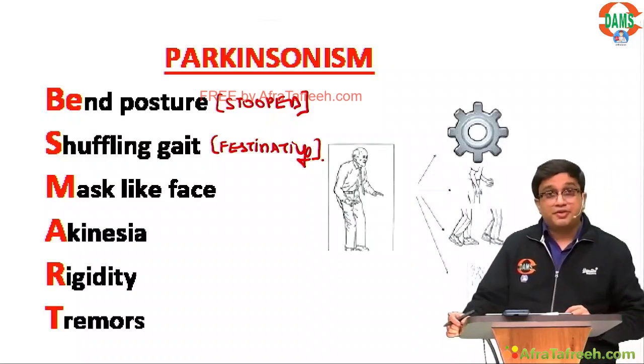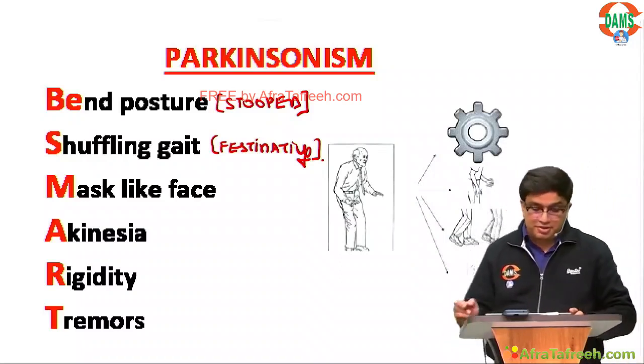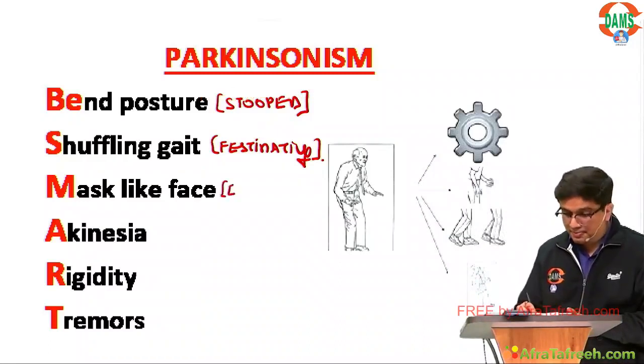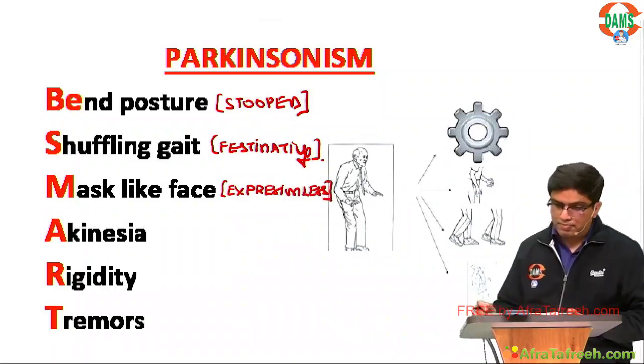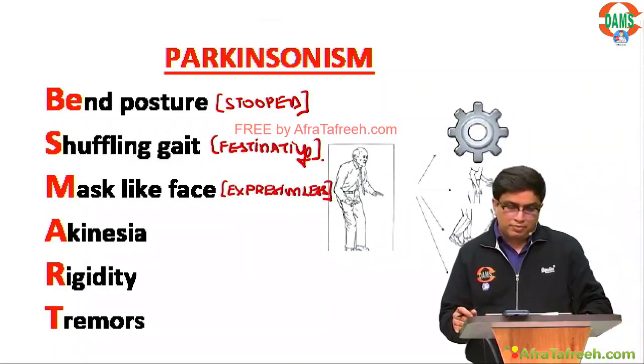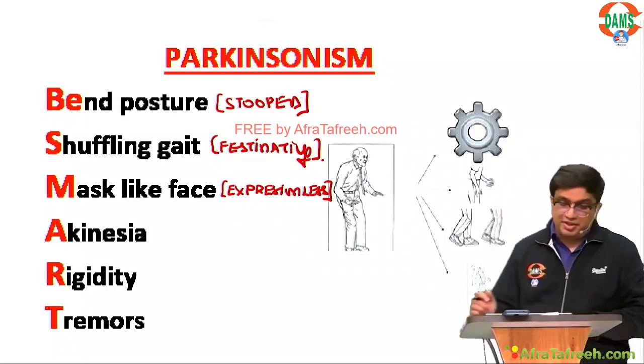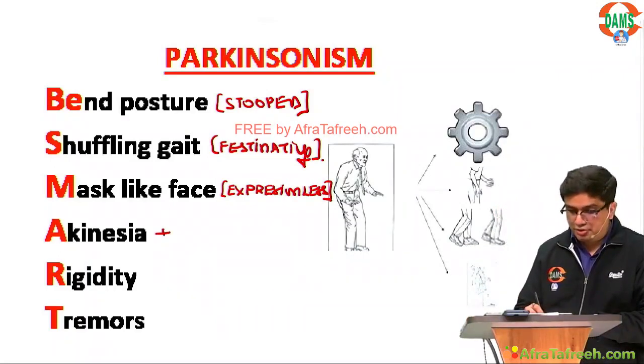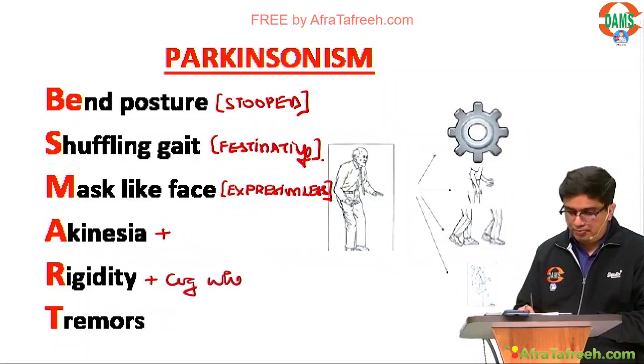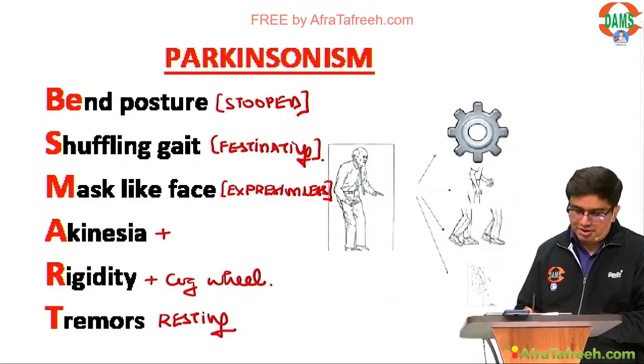Mask-like face that we have in them, a typical face which is seen to be expressionless. Akinesia, yes, they will always have it, slowed down movement with the rigidity that we know as cogwheel, and the tremors that they show is typically known as a resting tremor.